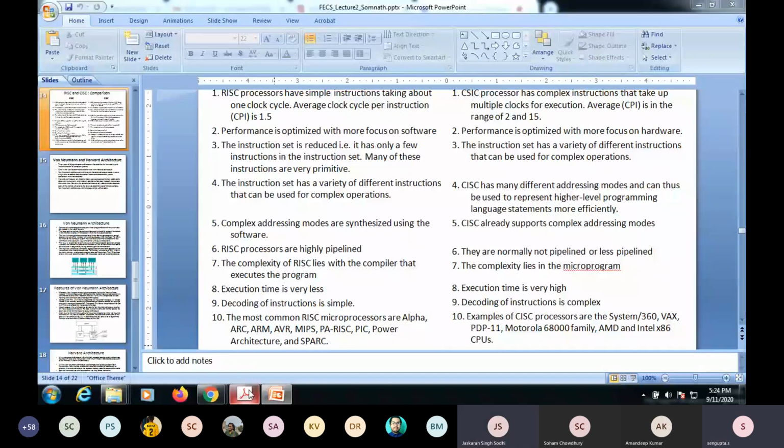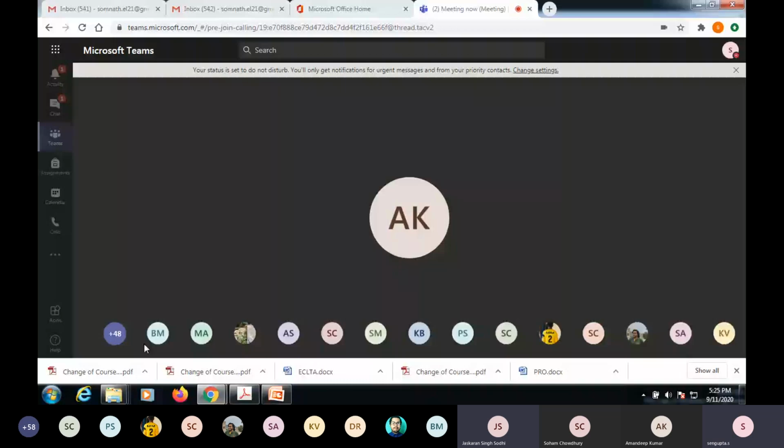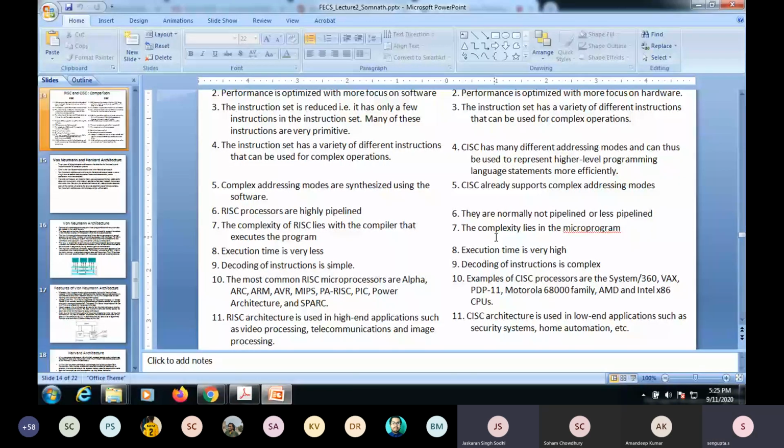Sir, in the last slide where you showed the comparison between both, it was written that von Neumann is used in laptops. But if Harvard architecture is faster and also space efficient, then why not use that in laptops?